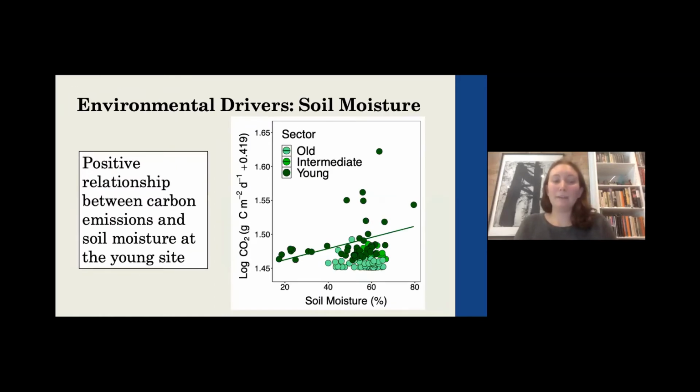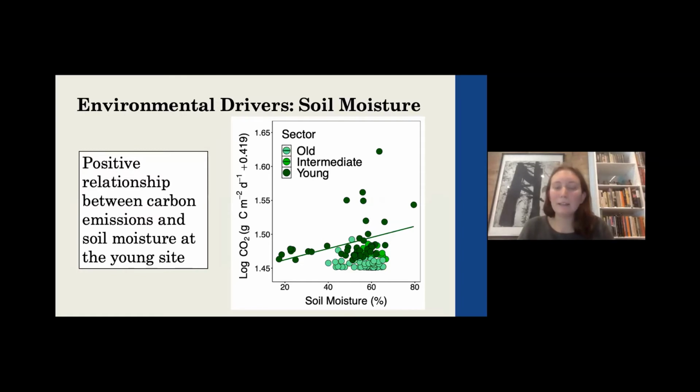I found that there was a positive relationship between carbon emissions and soil moisture at the young site, but not at the intermediate or old site. And the age there refers to how long extraction has been going on. The positive relationship suggests that we might be on the first side of that unimodal relationship, and so there's a moisture stress for the microbes.